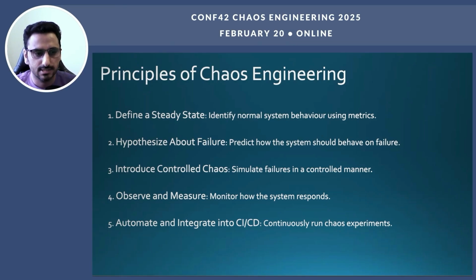The next thing is to automate and integrate into CI. This is a very important step. Once we have some chaos experiments, we have to make sure that we are doing them continuously and frequently, and that's the only way we can ensure that our microservices are resilient, because we are testing them continuously in our pipelines.